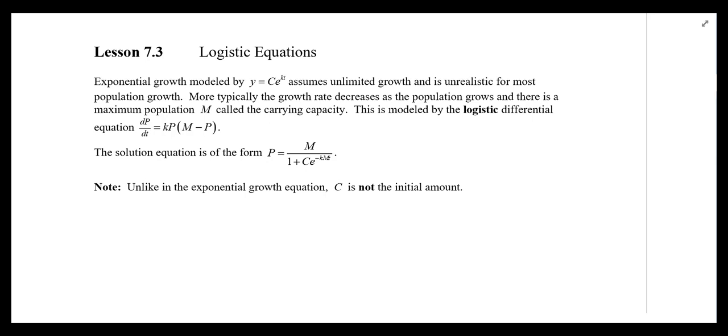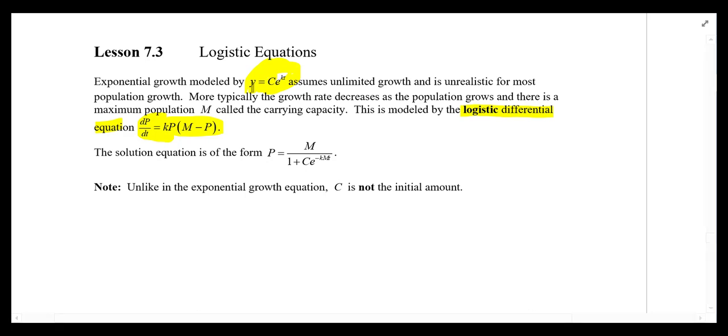Now, when we have this little twist, we model it using something called the logistic differential equation, which is this: dP/dt equals k times P, where P is the population, times M minus P. Now, when you solve this differential equation, you don't get this one here anymore. Sorry, we get something different. And yes, it's listed here below.